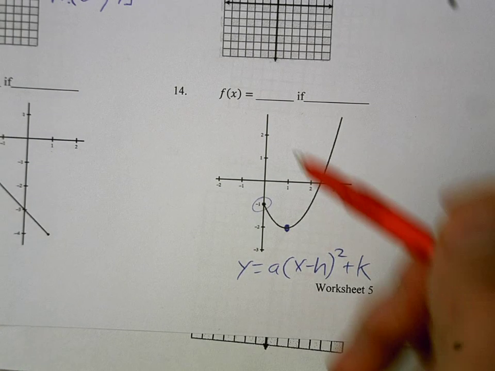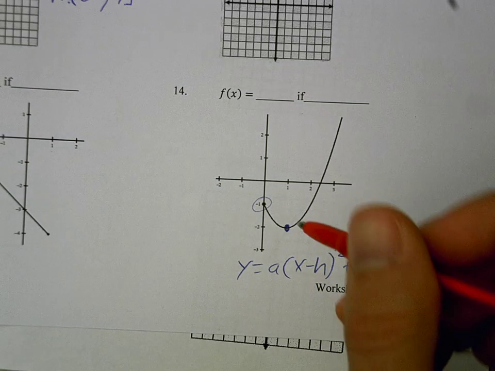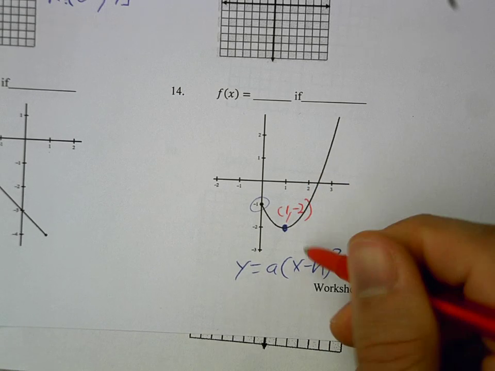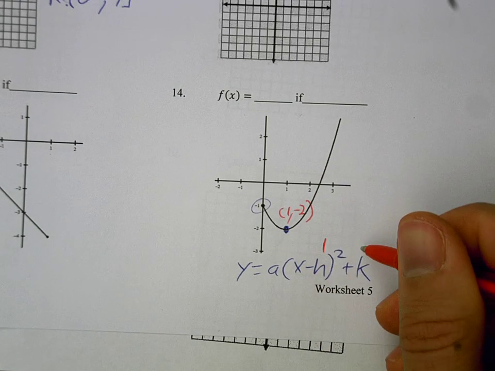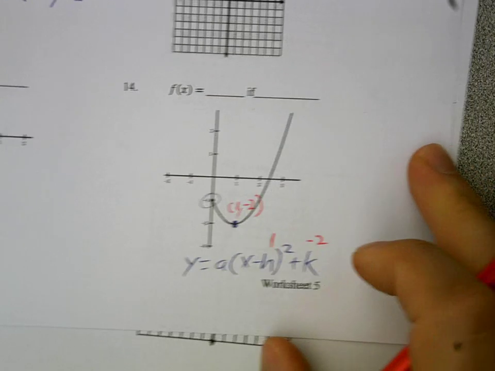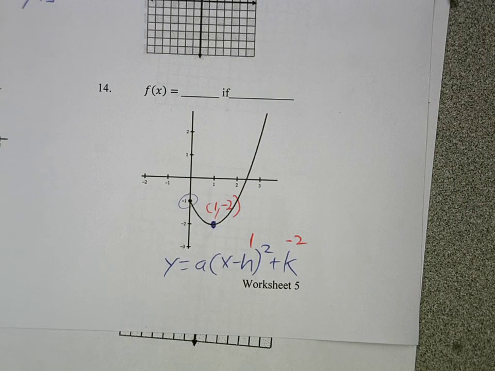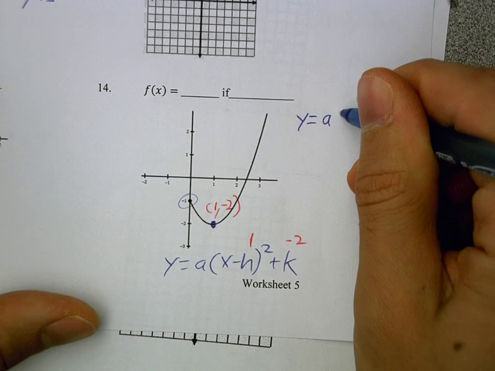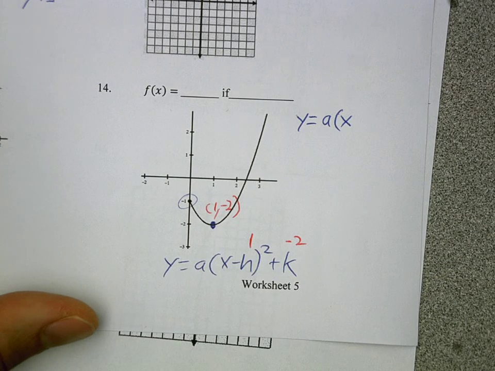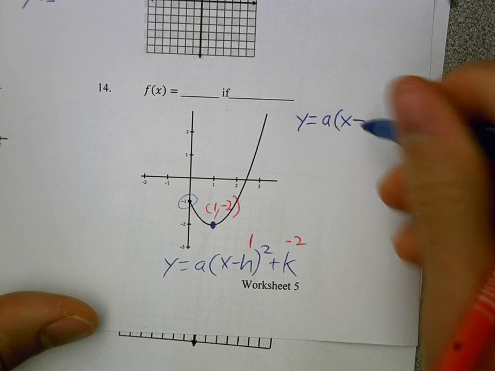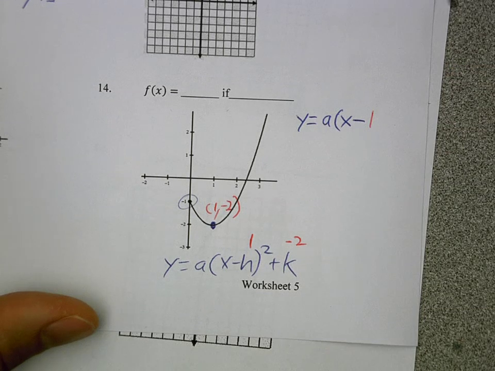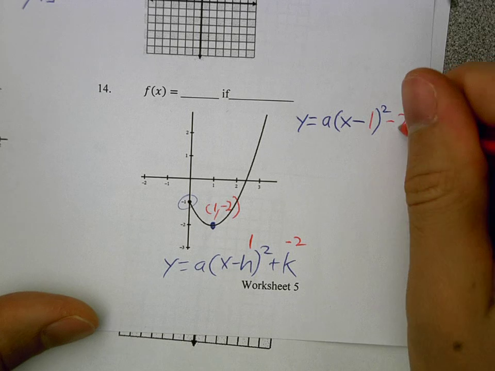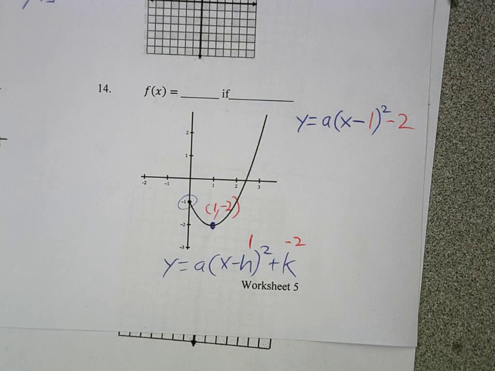What we're going to do is plug in the vertex first. So the vertex is at (1, -2). That means my h value is 1, my k value is -2. So with that done, I'm looking at y is equal to a times (x minus 1) squared minus 2. Is everyone comfortable with that?